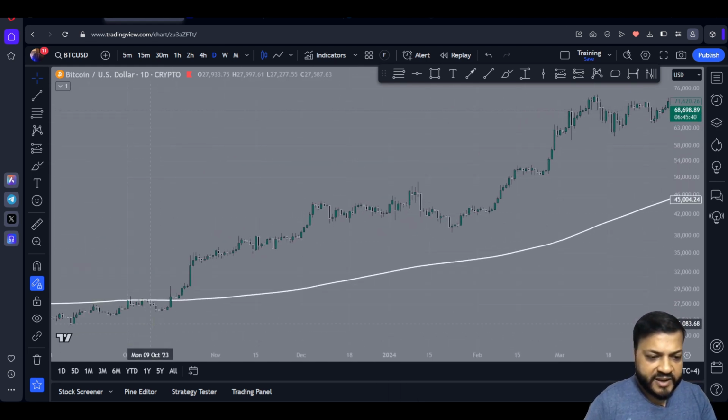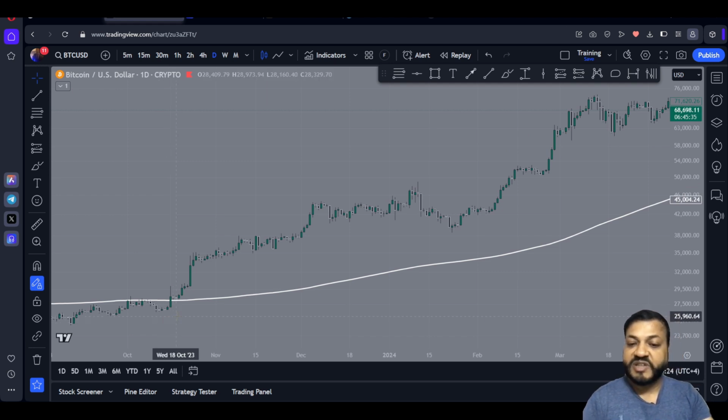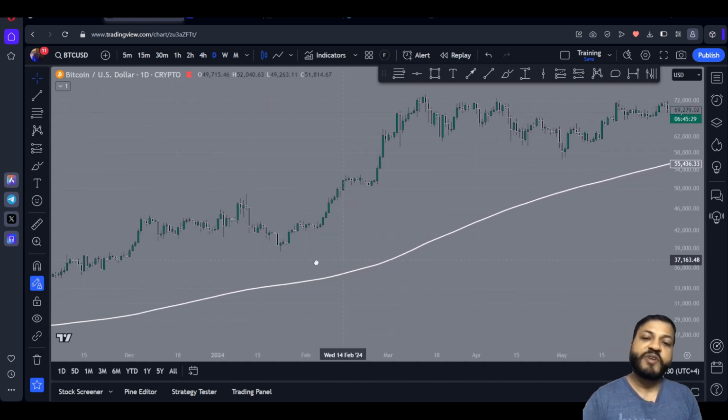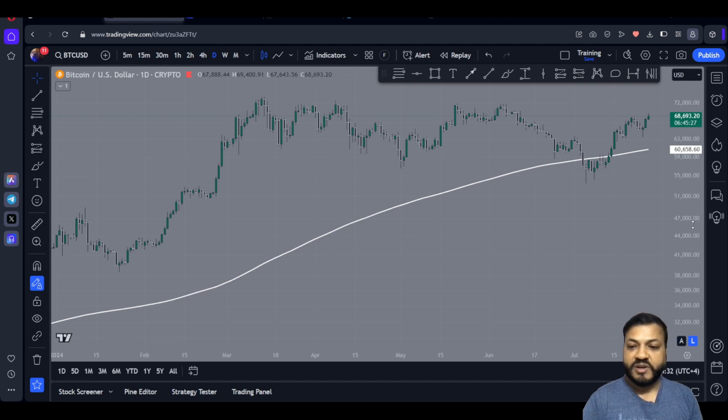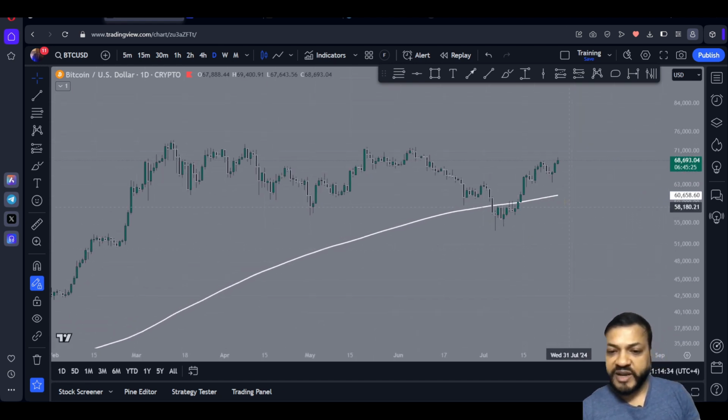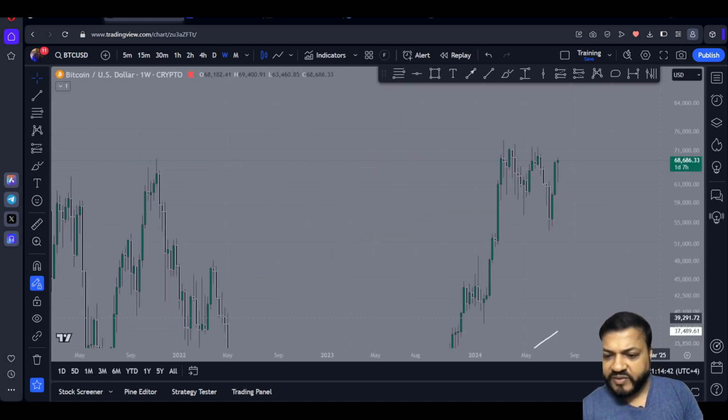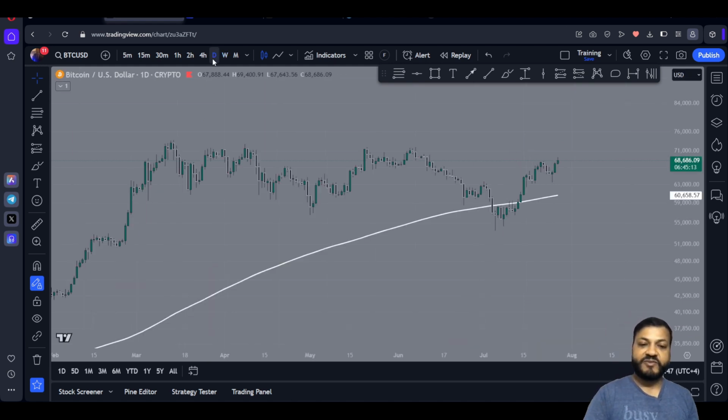So again in 2023 where we saw the bouncing, that was a different rate. This will be a different rate. It's not going to be similar on every time frame. The same chart, you're going to find it a different way. It's going to work. So right now what you see over here, we have the 200 moving average at the rate of 60,658. But if you go to the weekly, you'll get it at 37,000. So you see this is completely different.